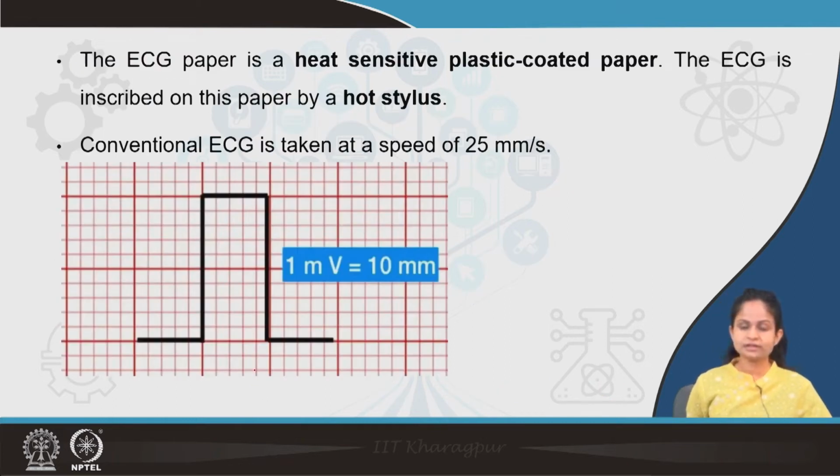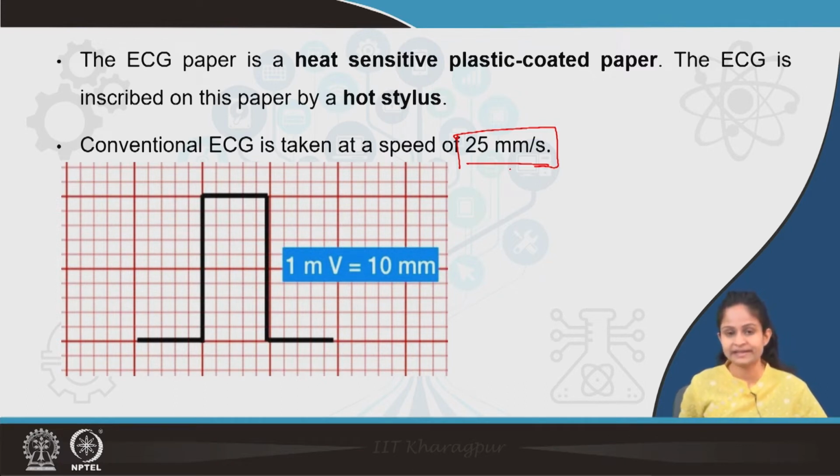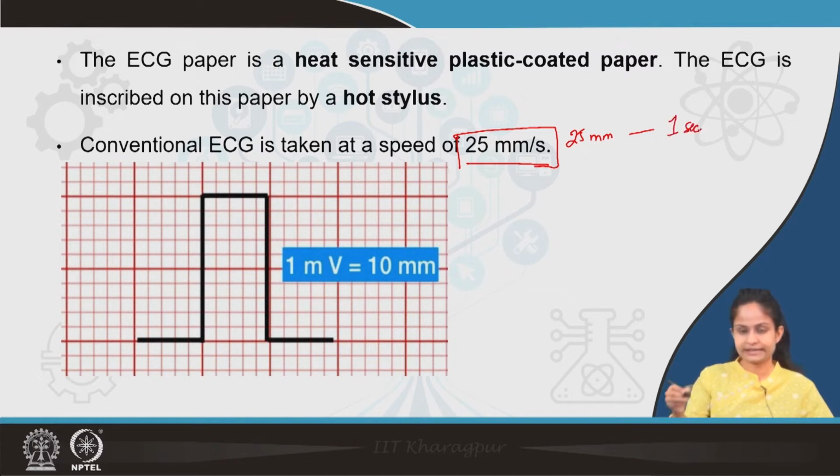Now, in the conventional ECG paper, the strip of paper is usually moved at a speed of 25 millimeter per second. We set the speed; there is another speed also, nowadays we see in the machines 50 millimeter per second, but we usually keep the speed at 25 millimeter per second, which means 25 millimeter of the paper is moving in 1 second.